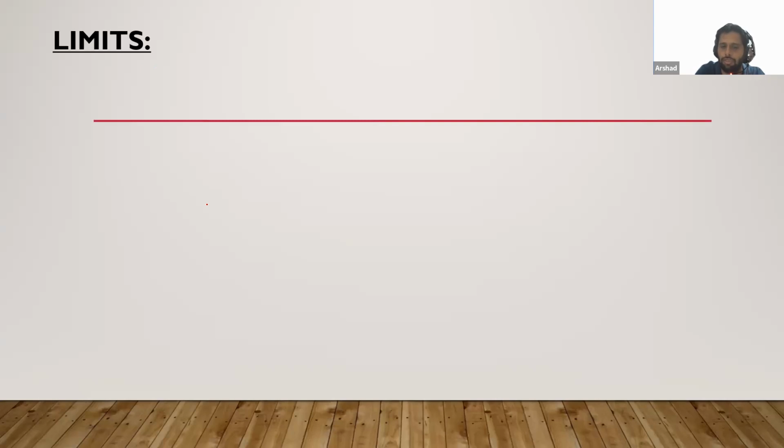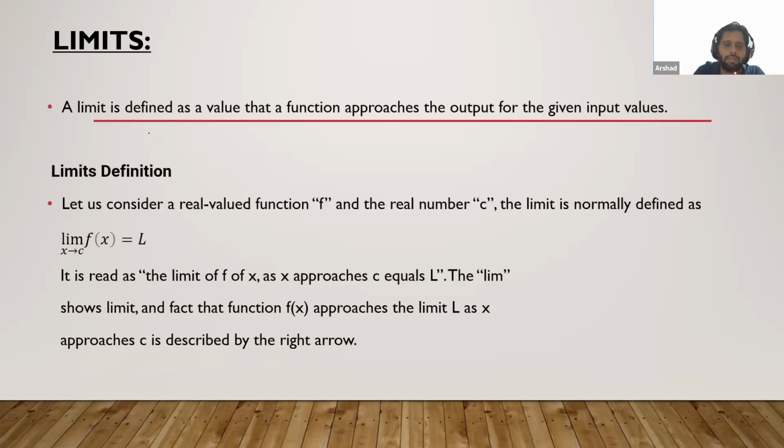Once you get to know about limits, then we will do continuity, because continuity uses limits. So please note this down. A limit is defined as a value that a function approaches. I already told you that the function approaches the output for the given input value. The limit as x approaches C of f(x) is equal to L. This is read as the limit of f as x approaches C equals L. Please note this down and raise your hands. Then we will check the different methods of solving limits.